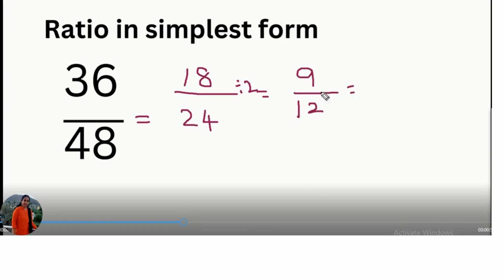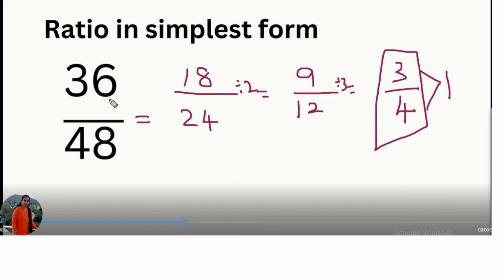Okay. So they both have the common divisor 3. So I divide it by 3. 3 3s are 9, 4 3s are 12. So they both have the common divisor 1. So 3 by 4 is the simplest form for 36 by 40.